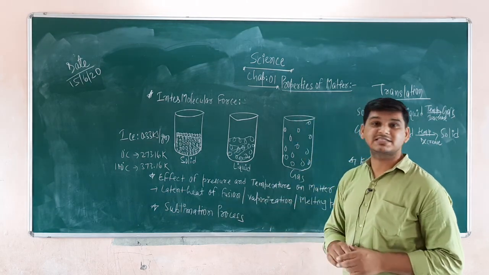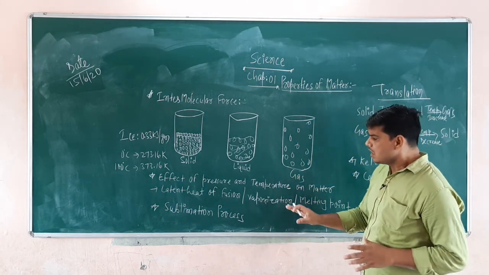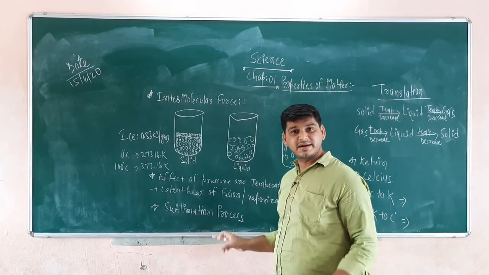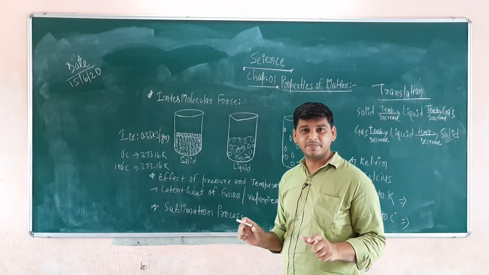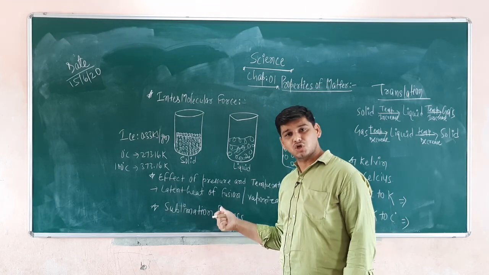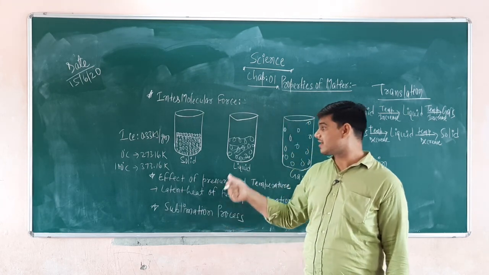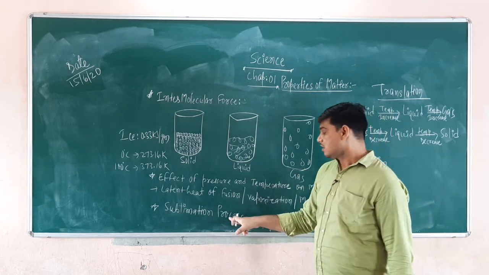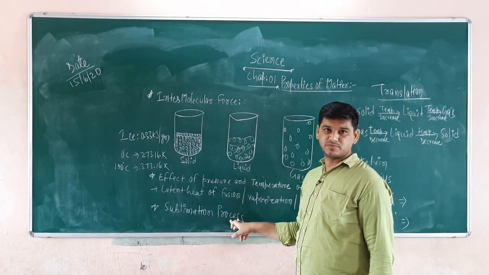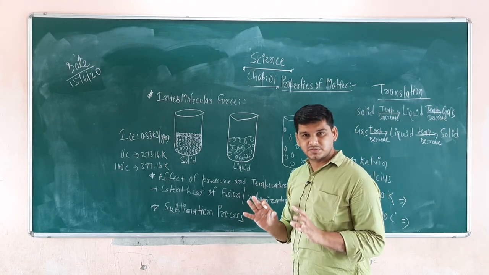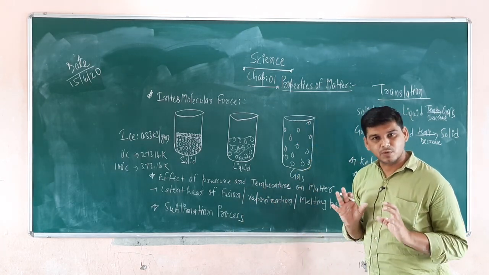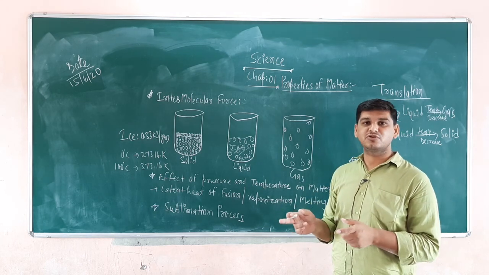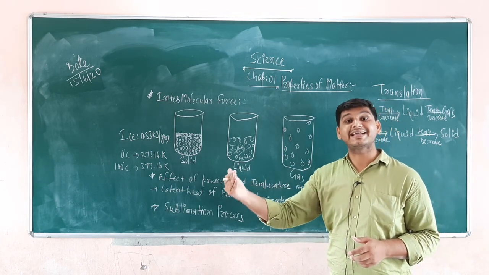But what do we mean by the sublimation process? There are certain substances in solid form which, when we provide heat to them, are not converted into liquid but are directly converted into gaseous form. That process is called the sublimation process. There are certain solid substances which, while providing heat or increasing the temperature, do not convert into liquid but convert directly into gaseous form.